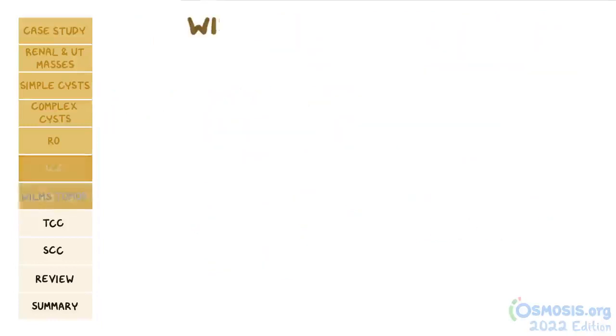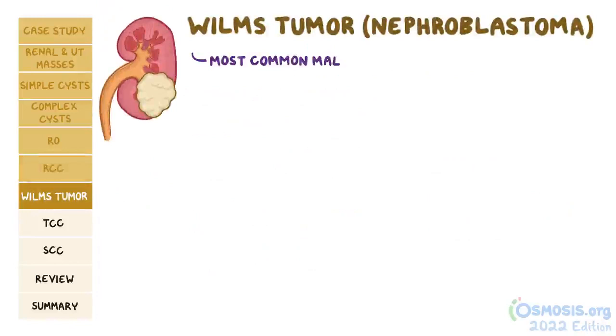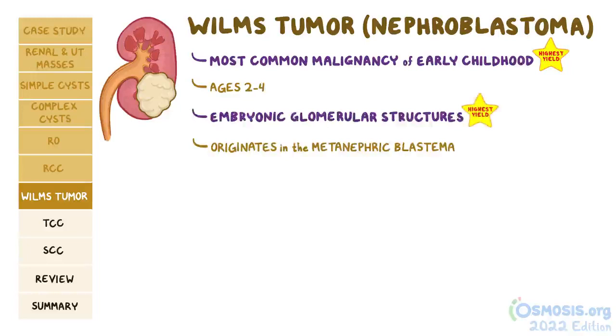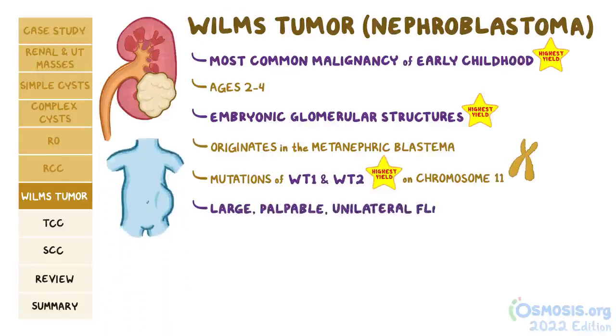Now, let's focus on Wilms tumor, also called nephroblastoma. This is the most common malignancy of early childhood and appears between the ages of 2 and 4. The tumor contains embryonic glomerular structures, and it originates in the metanephric blastema, which is the embryologic structure from which the nephrons develop. It's associated with mutations of tumor suppressor genes WT1 and WT2 that are located on chromosome 11. It presents with a large, palpable, unilateral flank mass and sometimes even hematuria.